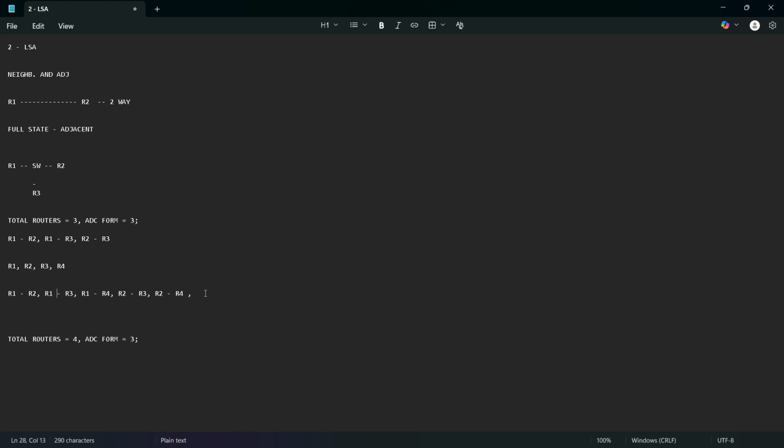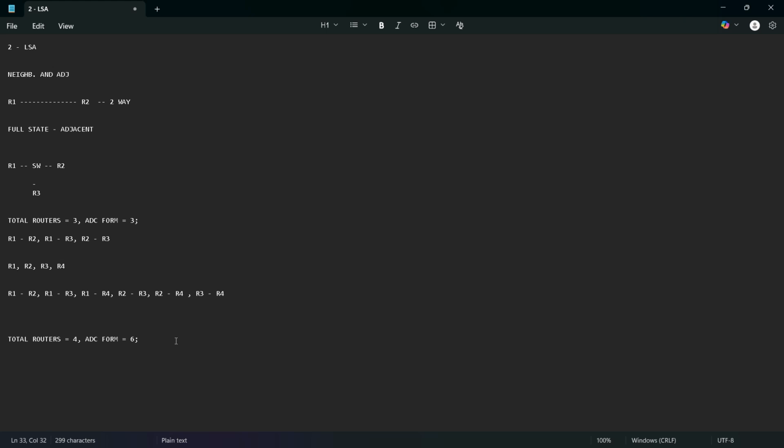Now if you see R1-R2, R1-R3, R1-R4, and R2-R4, we are left with one, I guess: R3 and R4. Yes, R3 and R4. Done. So here, as you can see, the total adjacencies formed is 6.